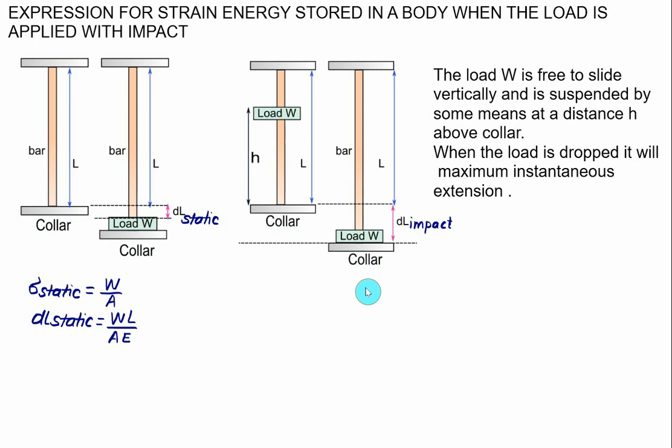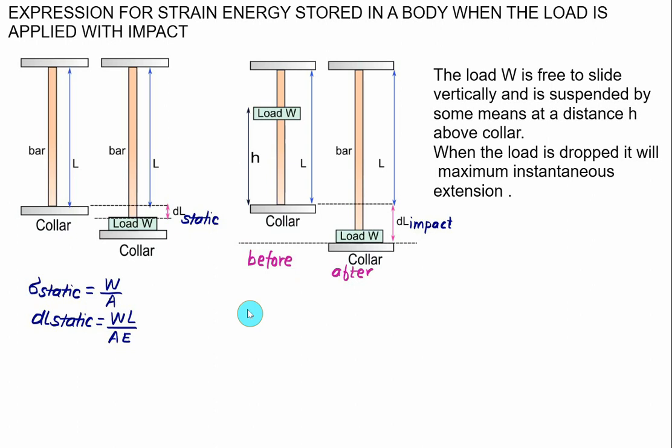Now consider the case in which the load is attached by certain means at a distance equal to h from the rigid collar, and this load is a movable load. If this load is dropped through the height h, then the entire potential energy is converted into work done, and that is stored in the form of strain energy. Because of this, an instantaneous extension will take place that we call DL impact, and the corresponding stress produced will be called the impact stress. And we are interested to know what is the value of impact stress and what is the value of DL impact. This one is the initial situation, and the second one is representing the final situation.